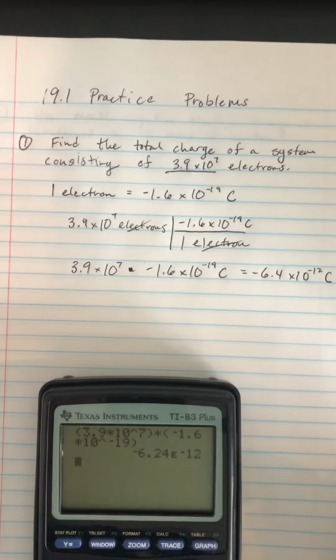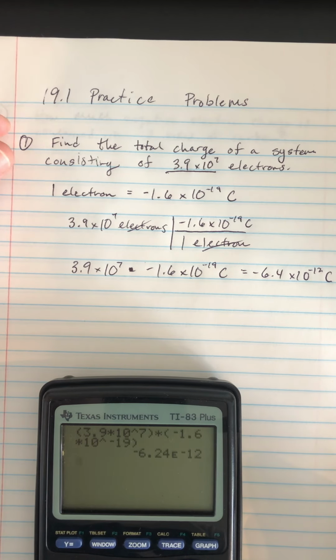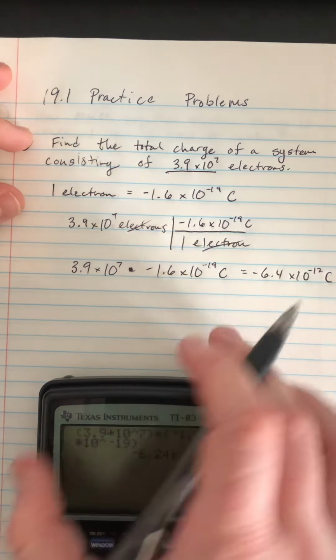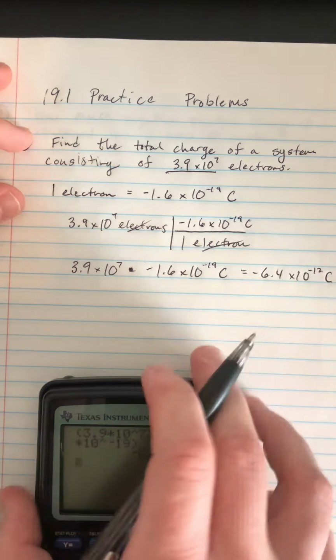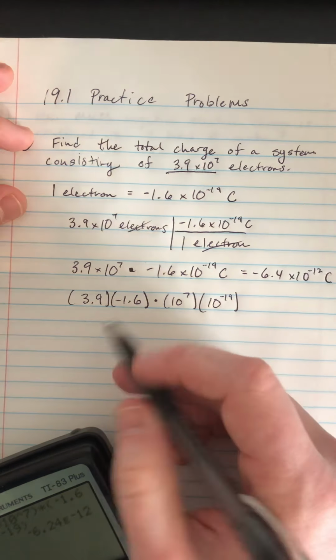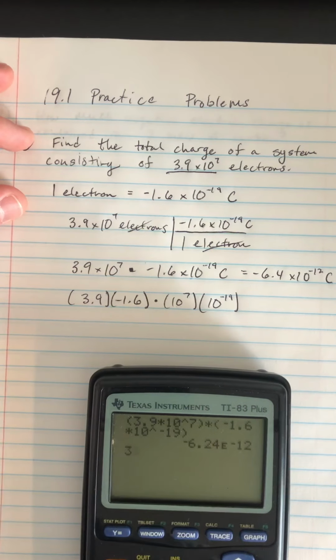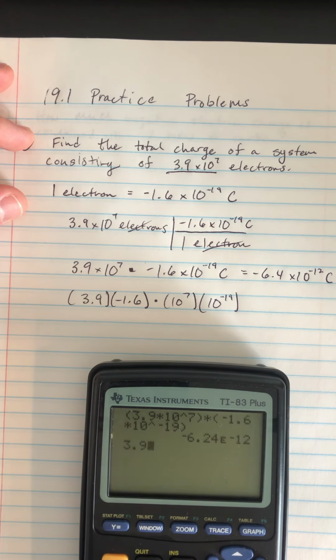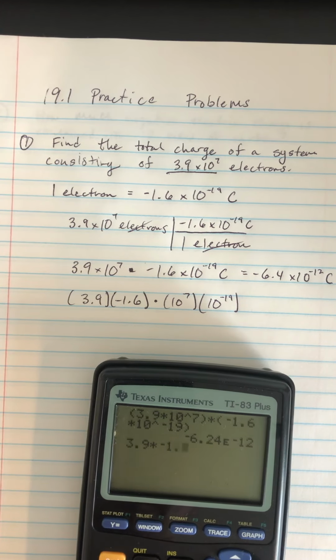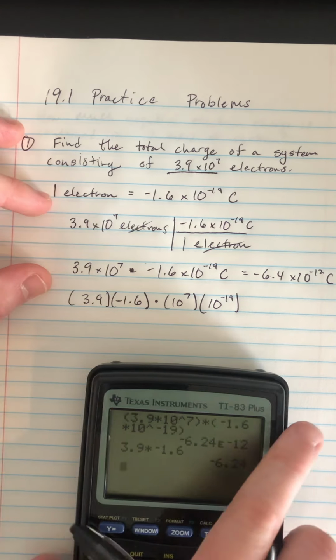The other way to do it, if you don't have a calculator that can do scientific notation, is we can do it in parts. So we take 3.9 and we multiply that by the negative 1.6, and we take the 10 to the 7th times 10 to the negative 19th separately. 3.9 times negative 1.6 will give us negative 6.24.